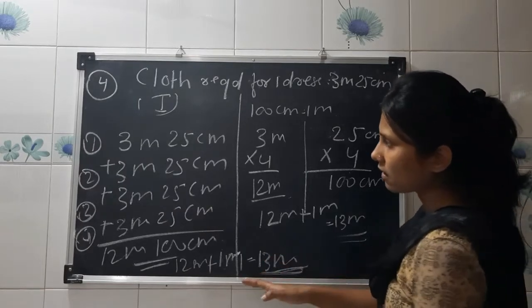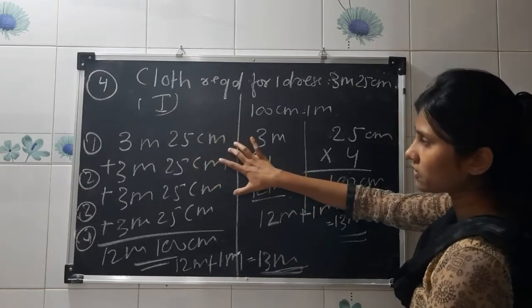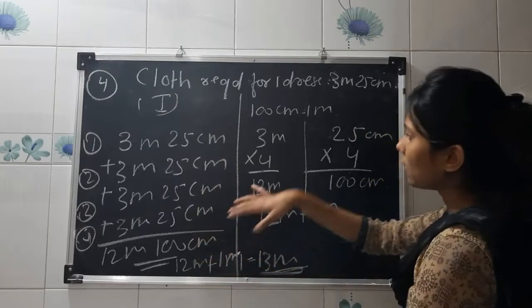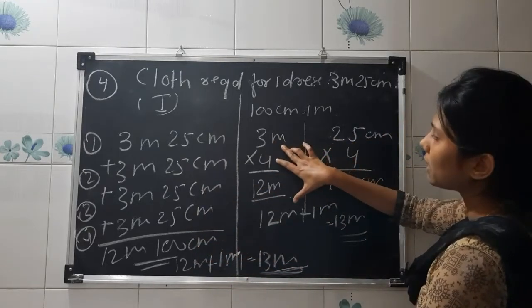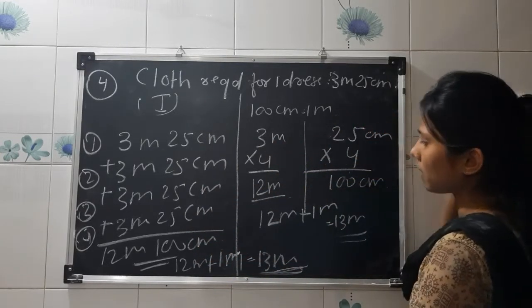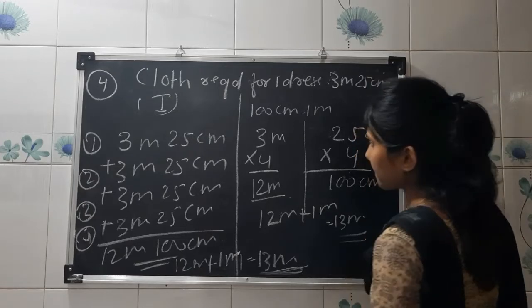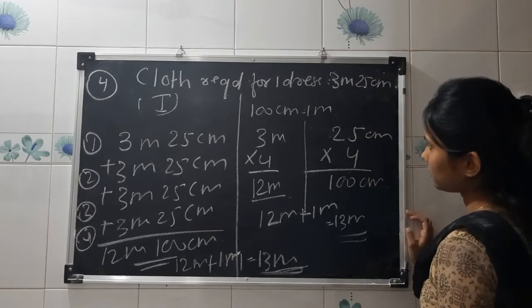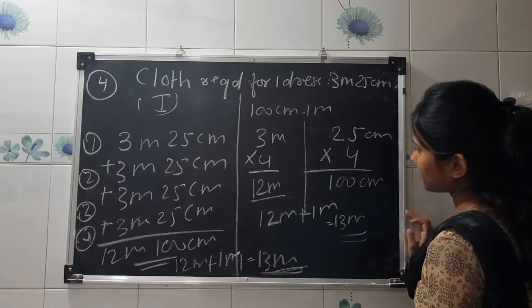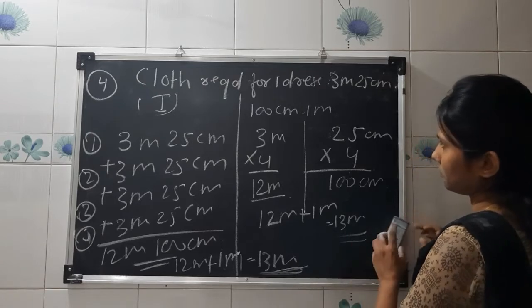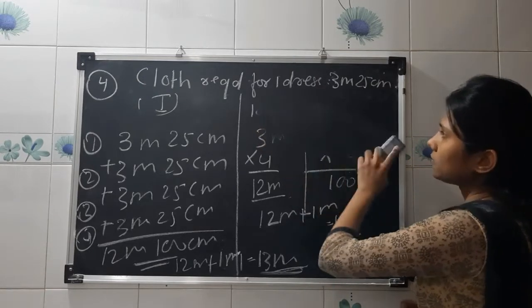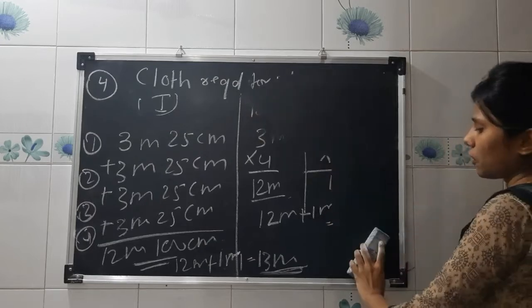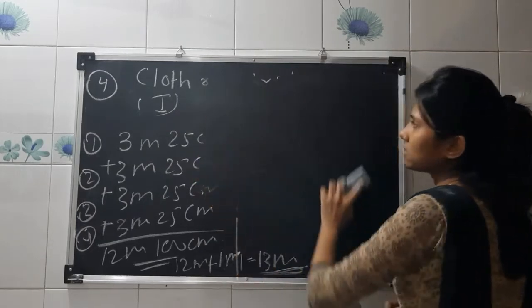You can either add 3 meter 25 centimeter 4 times, or you can multiply 3 meter 25 centimeter by 4. Okay? Understood? Okay. So the cloth required for 4 dresses is 13 meters.